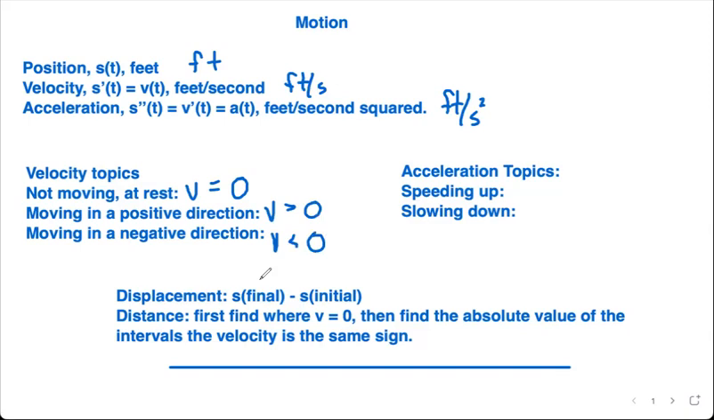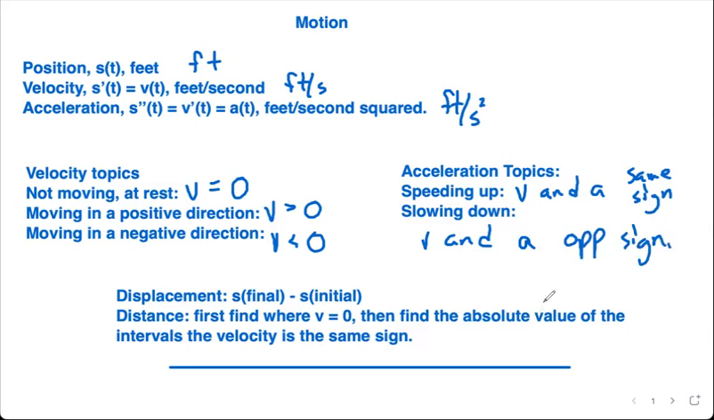Then for acceleration topics, these are tricky because speeding up and slowing down isn't just acceleration, it's the combination of velocity and acceleration. Speeding up is when velocity and acceleration have the same sign. So if velocity is positive and acceleration is positive, you're moving forward and accelerating forward, you're speeding up. If velocity and acceleration are both negative, that means you're moving backwards and accelerating backwards, you're speeding up in the backwards direction. If velocity and acceleration are opposite signs, like positive, negative, or negative, positive, they're going against each other, you would be slowing down. So do be careful about that.